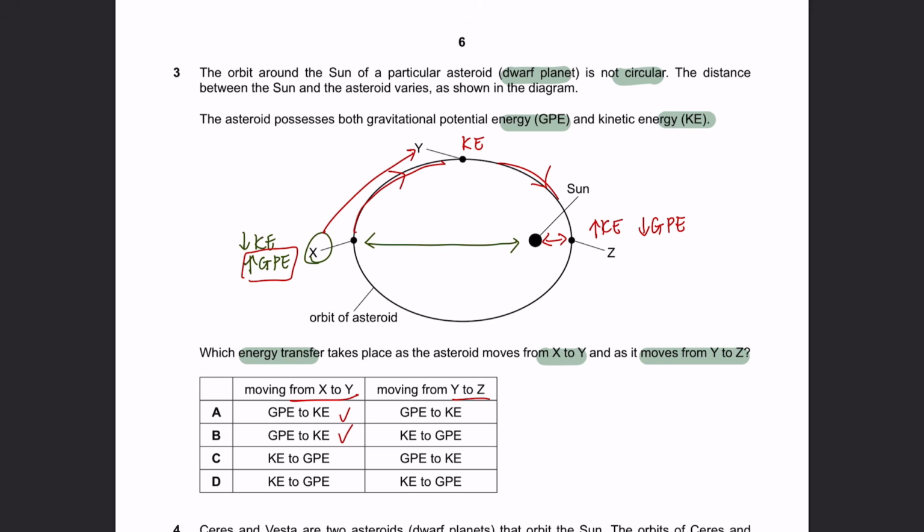As it moves from Y to Z, the same thing happens here. The gravitational potential energy will all convert to the kinetic energy. So the answer here is A.